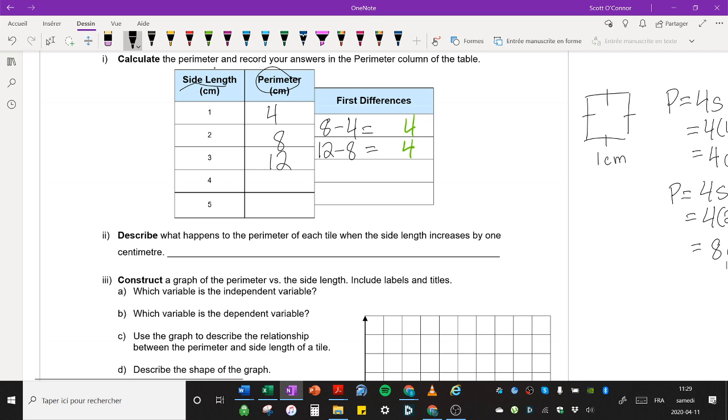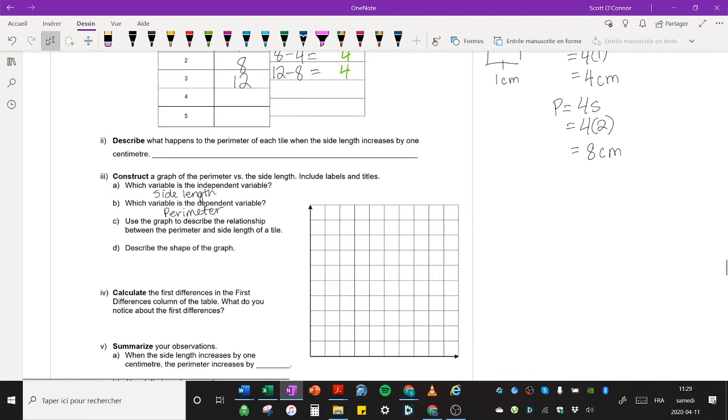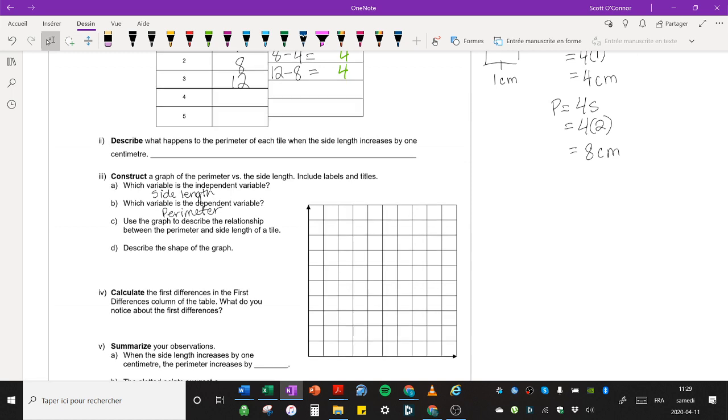So which variable is the independent variable? Here you would write side length. And which variable is the dependent variable? Here you would write perimeter. Okay? And you're going to graph that, and when you graph it, what you're going to end up getting is a straight line, and it's going to ask you to describe the shape of the graph, and that's all it's asking you for, a straight line.